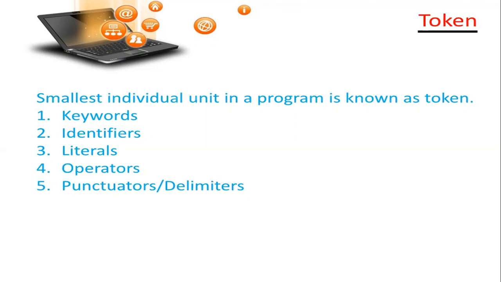Next is delimiter or a punctuator. Delimiters are the symbols which can be used as separators of values or to enclose some values. Remember, I have already taught you about hashtag last time. Hashtag is a symbol that is used to insert comments. That means any information that you need to add to a program is done using a hashtag. All right.